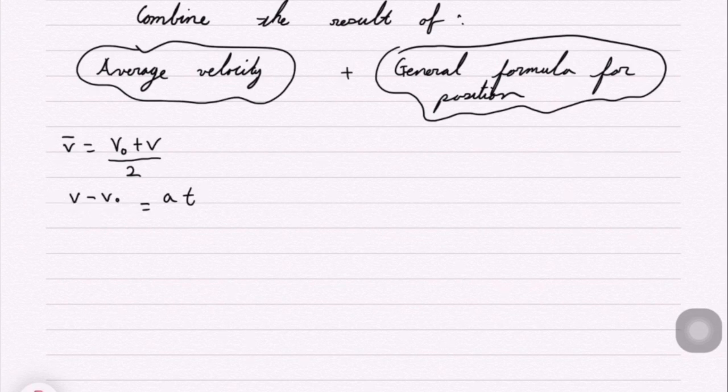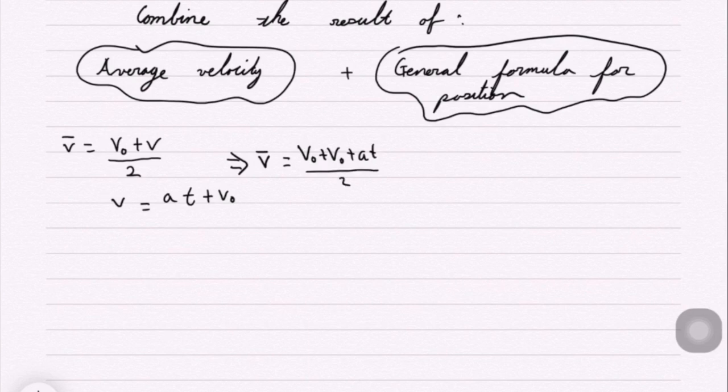And if you multiply t on both sides, then the t on the left side disappears. If you add the starting v sub naught on both sides, then the v sub naught on the left side will disappear. And what you will end up with is v is equal to at plus v sub naught. When we combine those two, we get average velocity equal to v sub naught plus v sub naught plus at, divided by 2. And then that becomes average velocity equal to v sub naught plus at over 2.